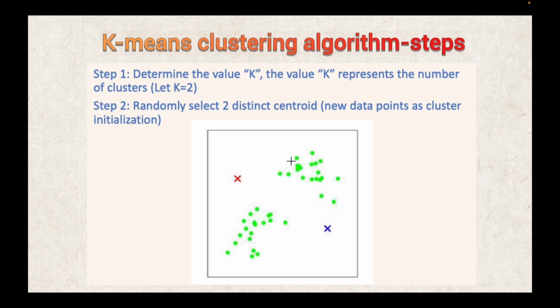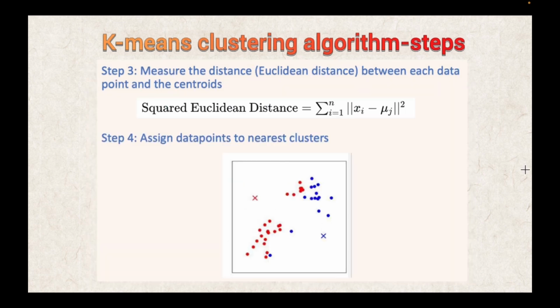Once we determine k, then we need centroids for each of the clusters. So two centroids have to be selected. We start with the random selection. That is step 2. Centroids are nothing but the center points of each cluster. With two clusters, two centroids are to be selected. Once we do the random selection, after that we have to start fine tuning these center points or centroids so that each cluster will have a centroid exactly at the center.